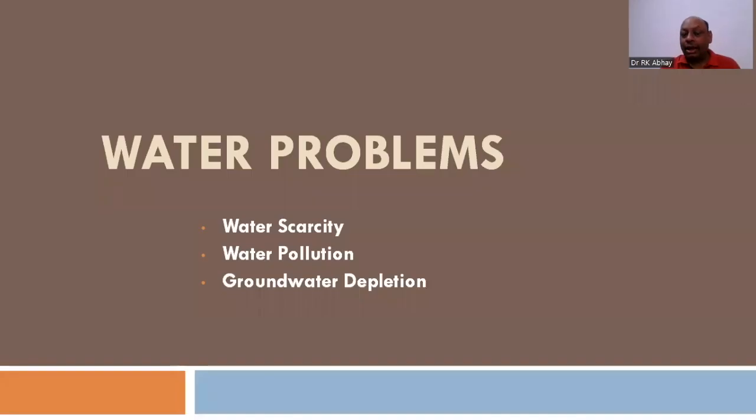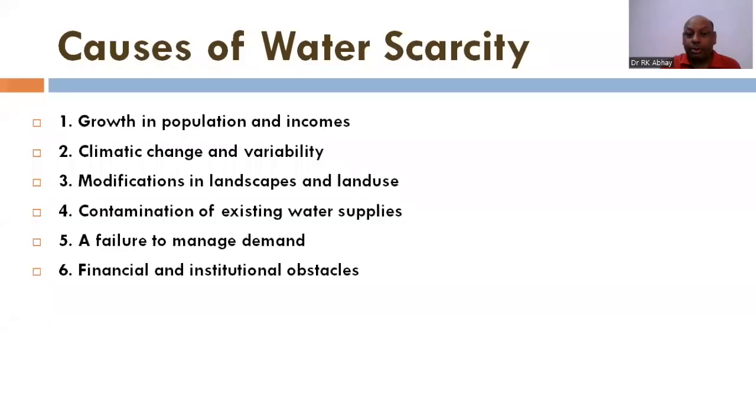So basically, I have three problems related to water. That is water scarcity, which reflects the problem of available quantity of water. On the other side, its quality, because of the huge amount of water pollution we are causing. And the third is groundwater depletion, because of over-withdrawals. So these three are the important problems.